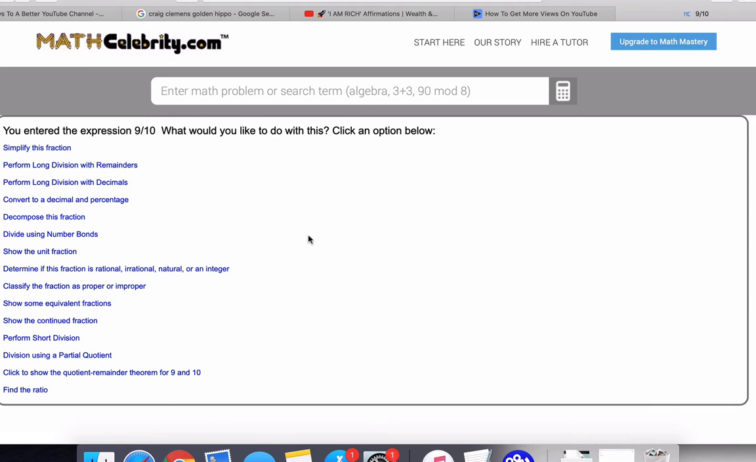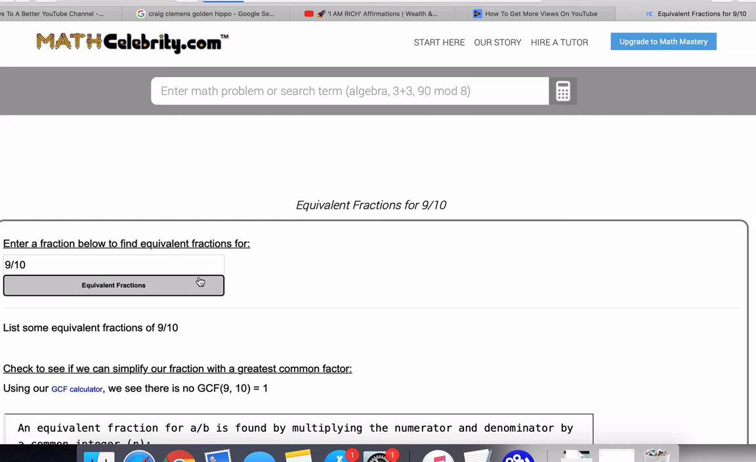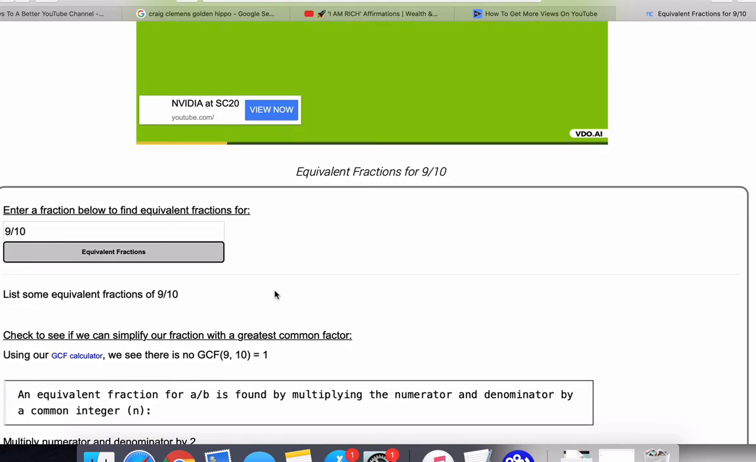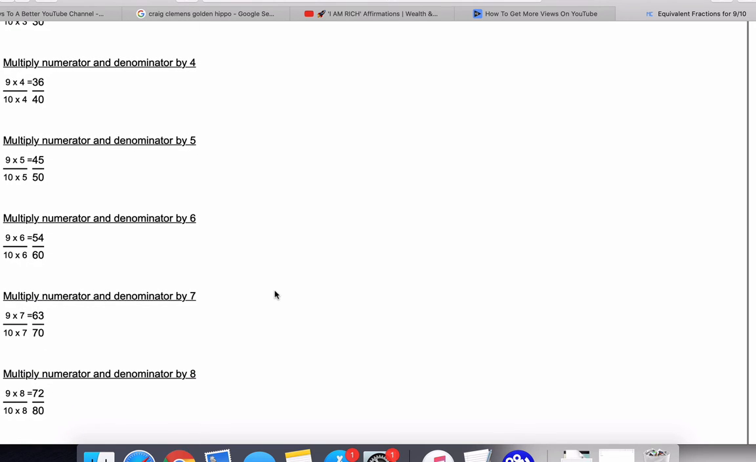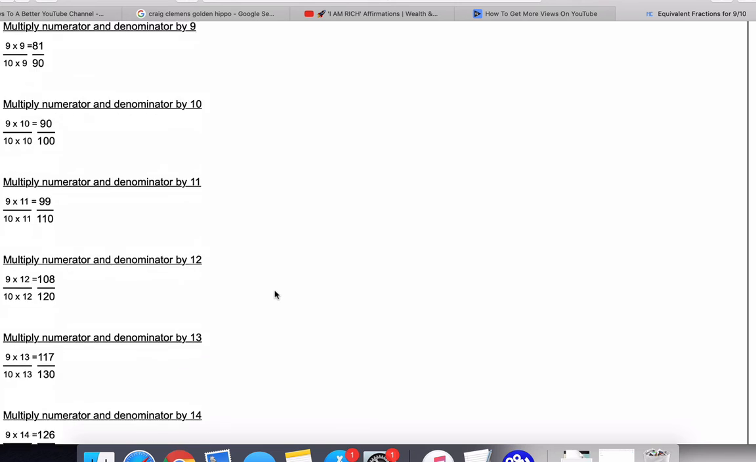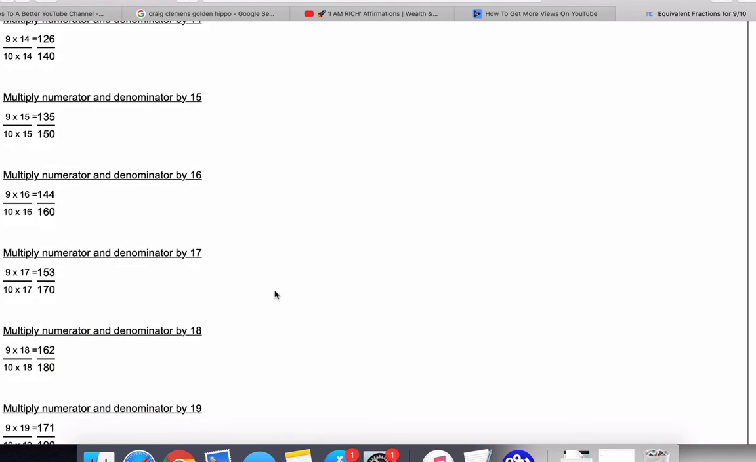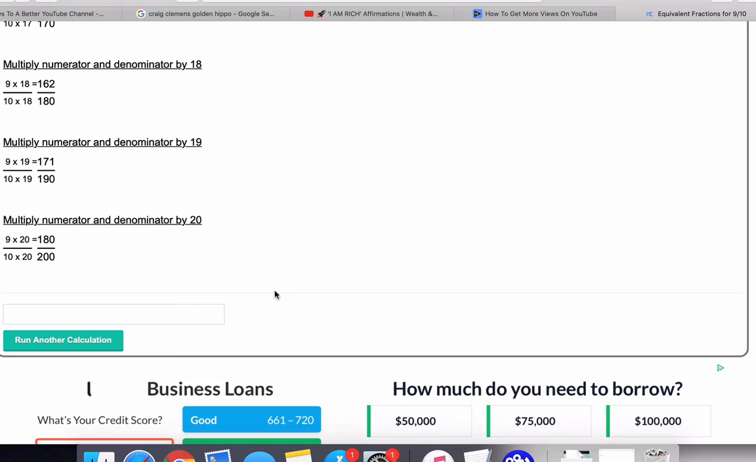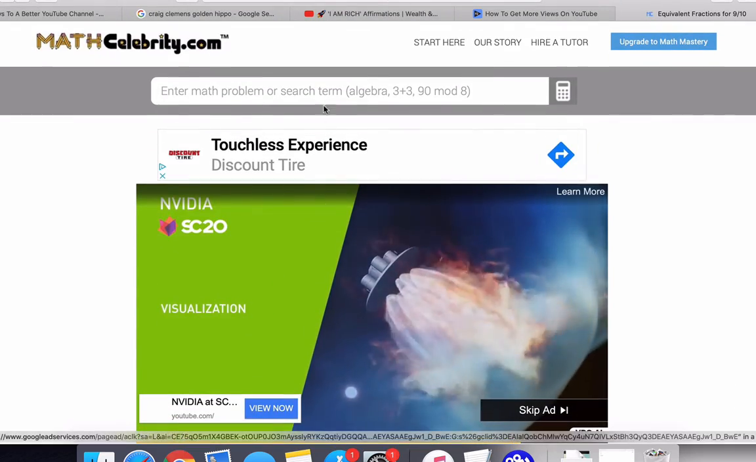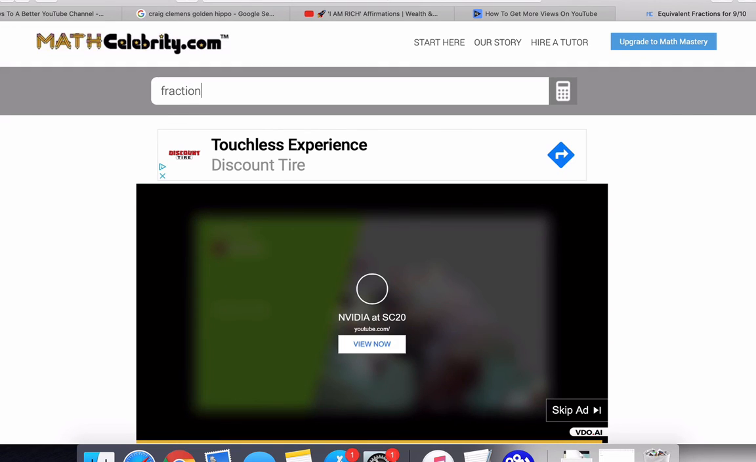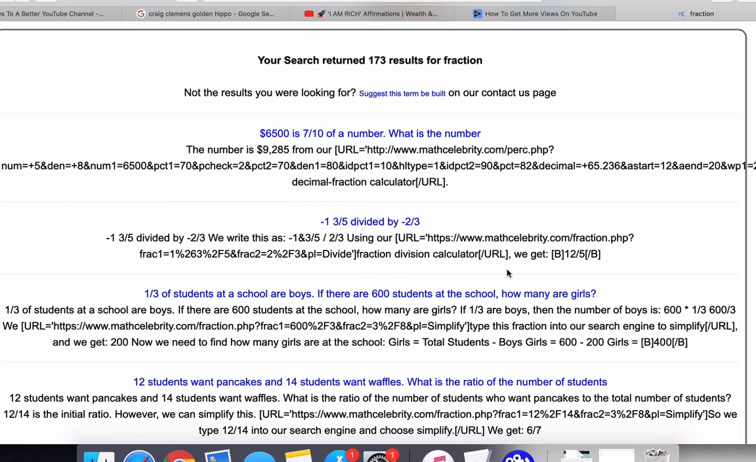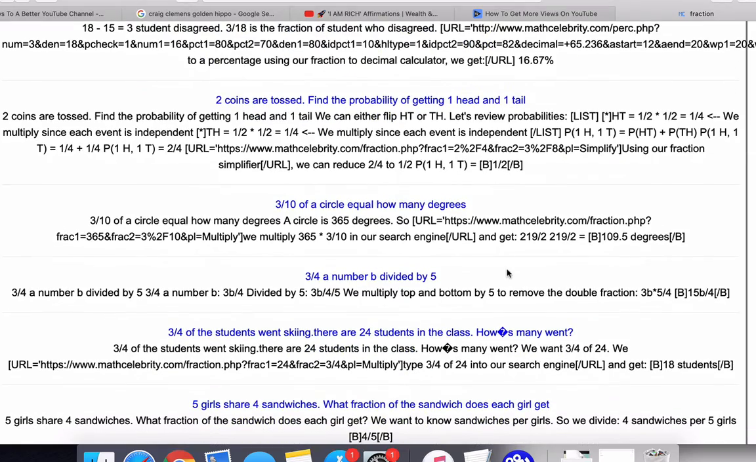Let's go back to the choices again. Or we can do equivalent fractions. Let's click this, and when you click that, it shows you all equivalent fractions for 9/10. So what's nice is if you ever need help with fractions, you just type your fraction in our search engine, and we will give you a list of choices of what to do with that fraction. And there's one other thing I want to show you. If you just want to learn more about fractions besides what I told you, you could type in fraction, hit return, and it will show you every question we've ever answered or lessons that have to do with fractions on our site.